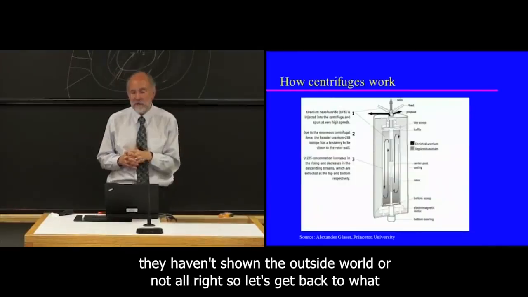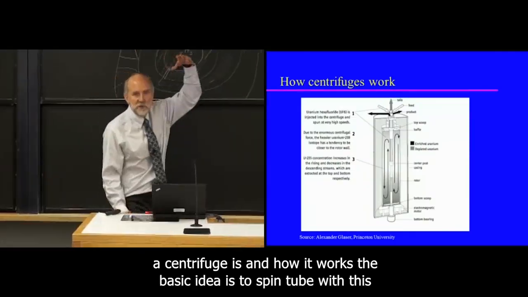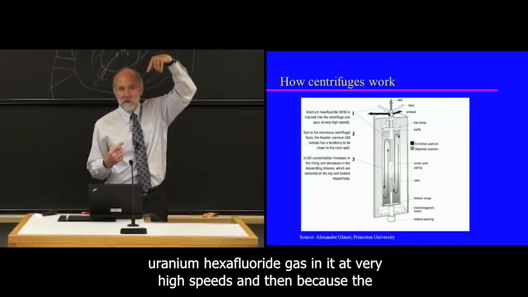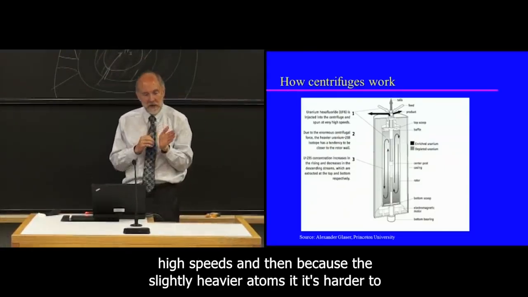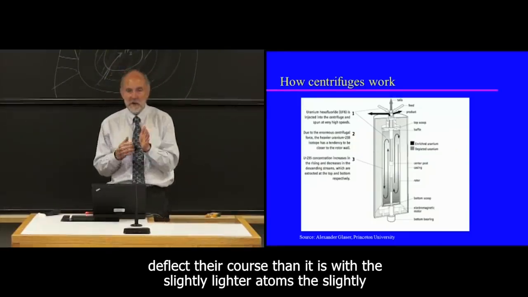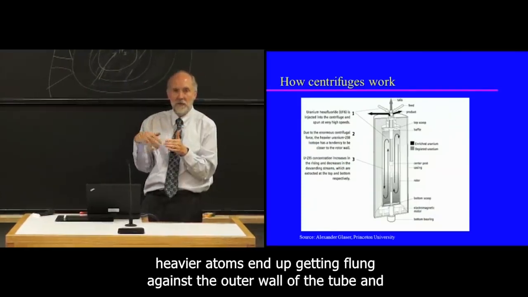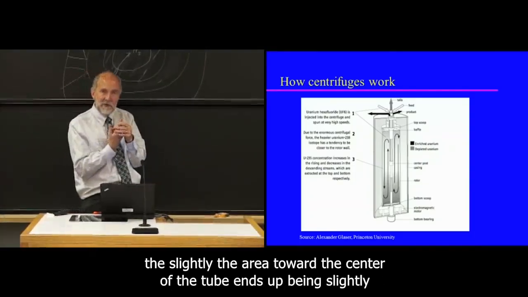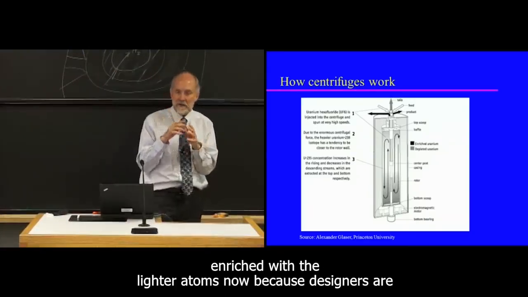All right, so let's get back to what a centrifuge is and how it works. The basic idea is to spin a tube with this uranium hexafluoride gas in it at very high speeds. And then, because it's harder to deflect the course of the slightly heavier atoms than the slightly lighter atoms, the slightly heavier atoms end up getting flung against the outer wall of the tube, and the area toward the center of the tube ends up being slightly enriched with the lighter atoms.